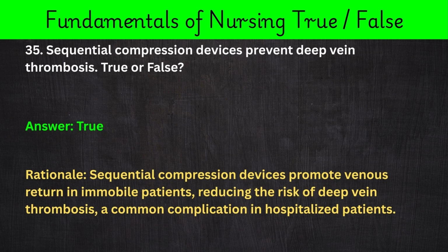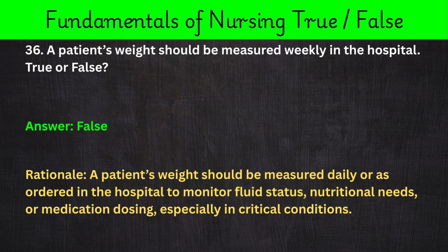35. Sequential compression devices prevent deep vein thrombosis. True or false? Answer: true. Rationale: sequential compression devices promote venous return in immobile patients, reducing the risk of deep vein thrombosis, a common complication in hospitalized patients.